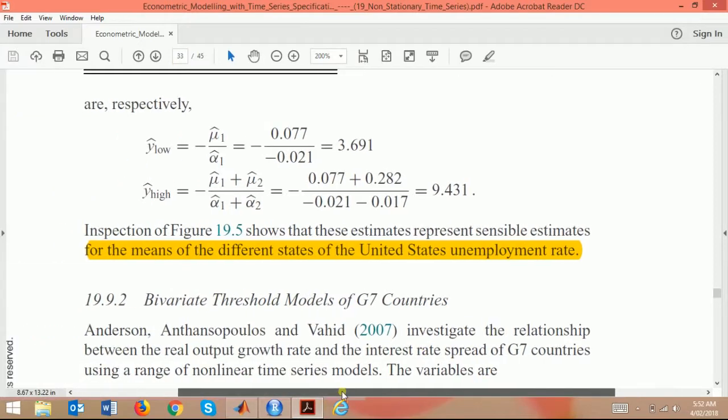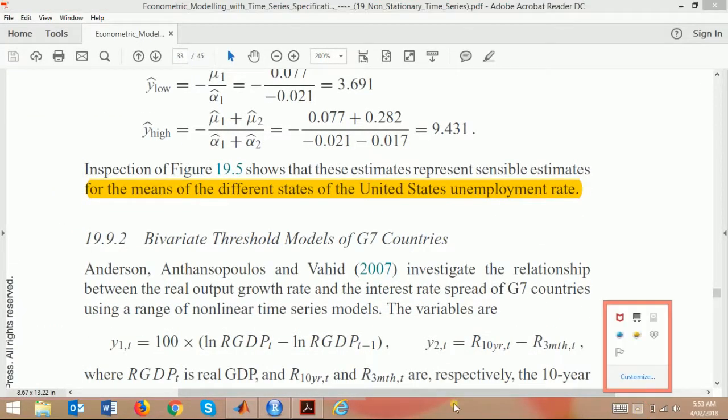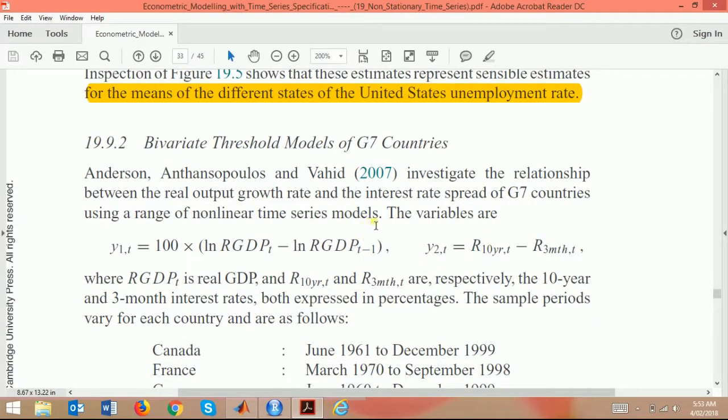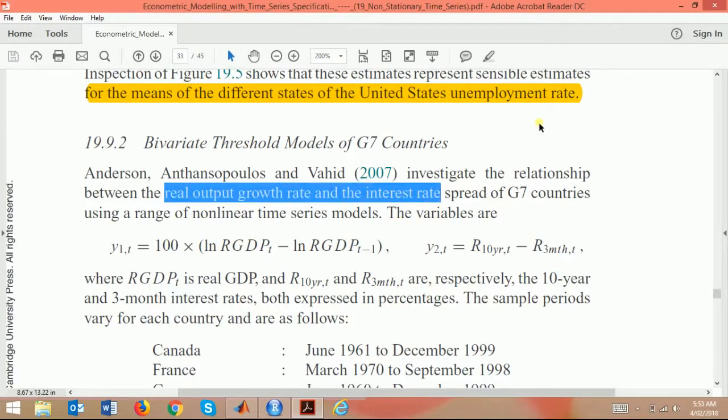Now okay, the next problem is bivariate threshold models of G7 countries. Anderson, Athanasopoulos and Vahid investigate the relationship between real output growth and the interest rate spread of G7 countries using a range of nonlinear time series models. The variables are real output growth rate and interest rate spread. These two are very important factors.